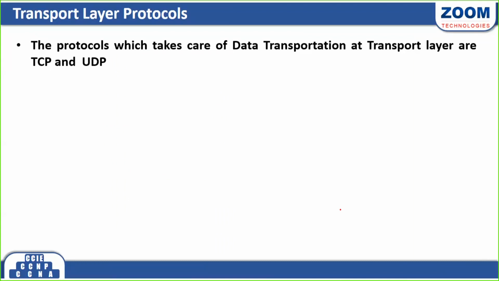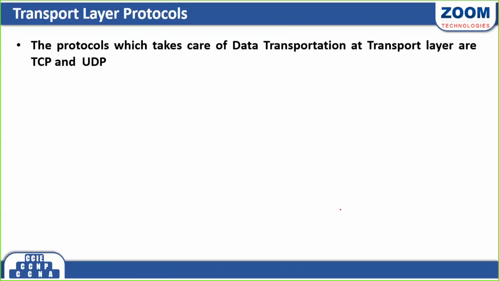Protocols which take care of data transportation at the transport layer are TCP and UDP. It means what is the purpose of the TCP protocol? Data transportation. What is the purpose of the UDP protocol? Data transportation. Both protocols take care of data transportation, so the purpose of both protocols is the same. Then why two protocols?